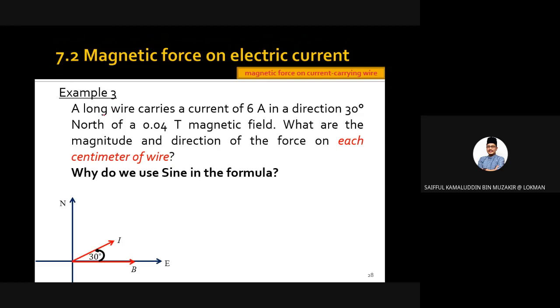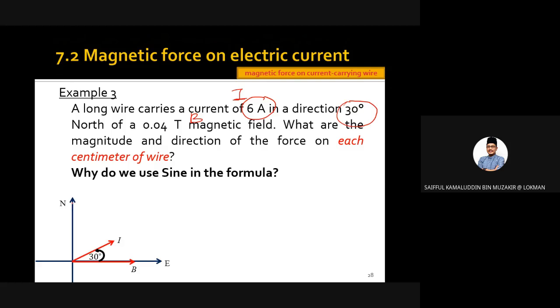Okay, now look at this one. A long wire carries a current of 6 ampere in the direction of 30 degrees north of a 0.04 Tesla magnetic field. What are, okay, this is our first clue. We have I. 30 degrees north of a, this is I, this is B. This time it is not 90 degrees between the I and B. It is 30 degrees north.